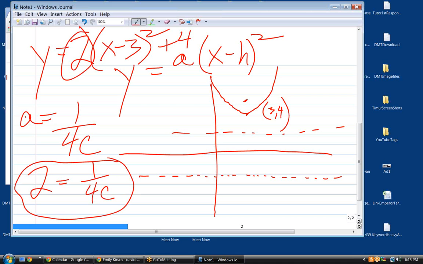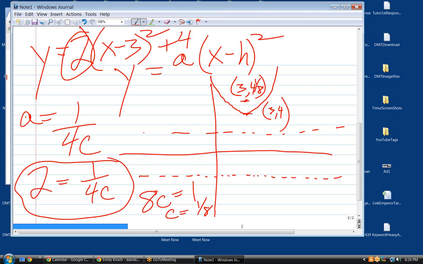Wouldn't it be 1 over 8? Yeah. In other words, I multiply both sides by 4c, so I have 8c equals 1. So c equals 1/8. That makes this distance from there to there 1/8. So what are the coordinates of the focus? Wouldn't that be 3 and 4 and 1/8? Yes.